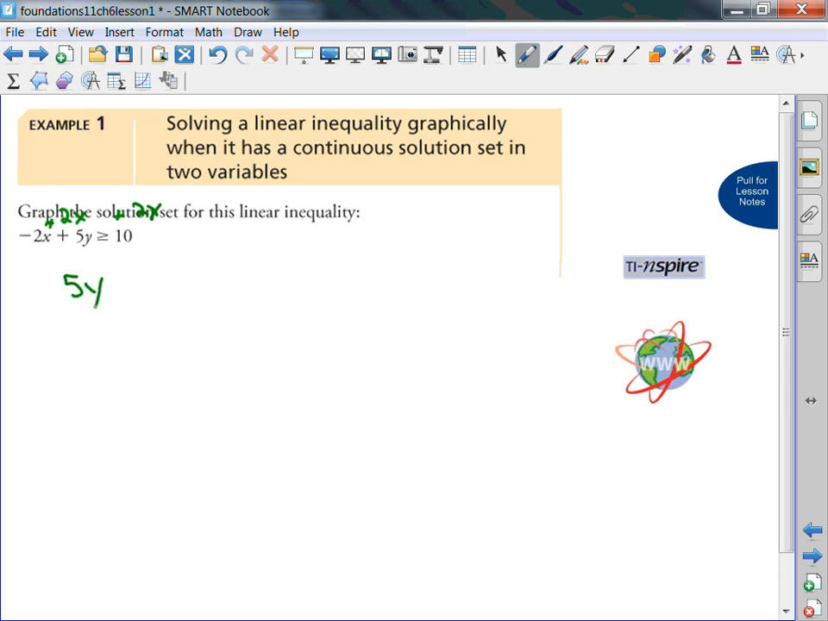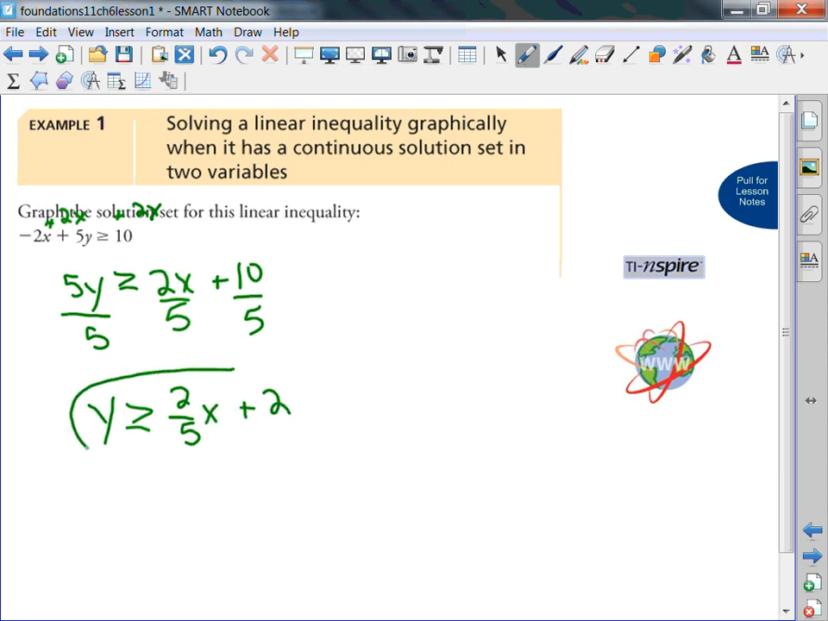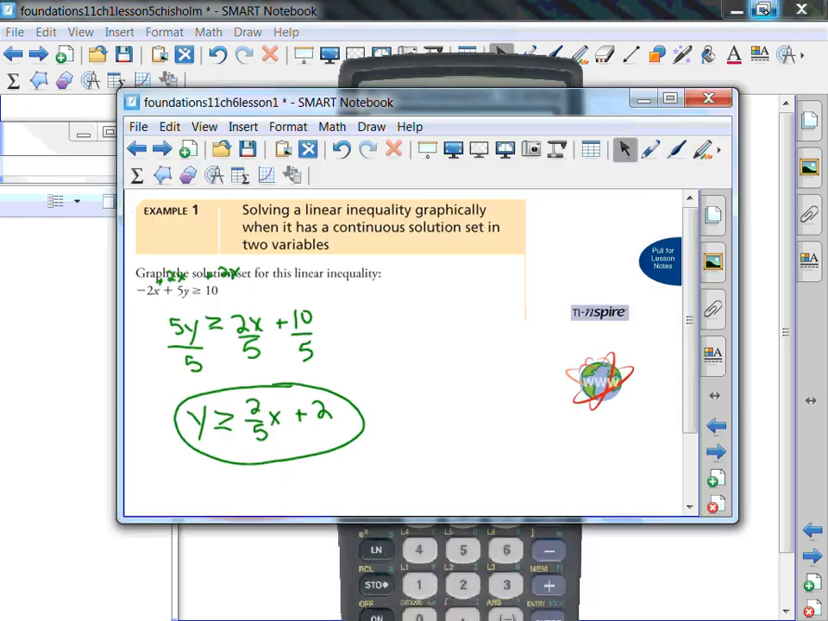We have 5y is greater than or equal to 2x plus 10. And then we would isolate y by dividing by 5. And we get the inequality y is greater than or equal to 2/5 x plus 2. That's our inequality. So what we're going to do next is plug that into our graphing calculators.